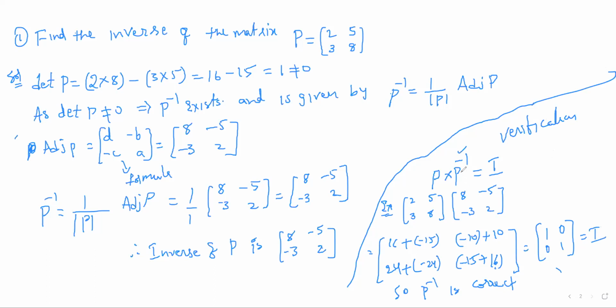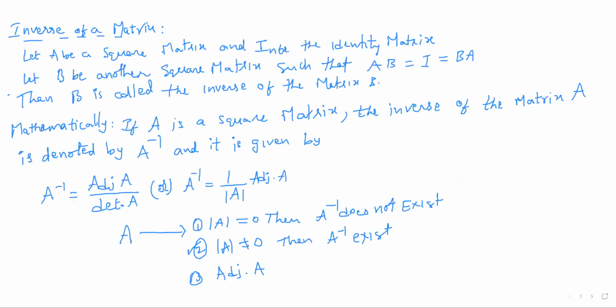You may calculate P into P inverse or P inverse into P, whatever it may be. Then also you should get the identity matrix. That's why in the previous page I gave the definition: if A into B is equal to B into A is equal to I, then B is called the inverse of the matrix capital A. Okay, అర్థమైందా అందరికి?